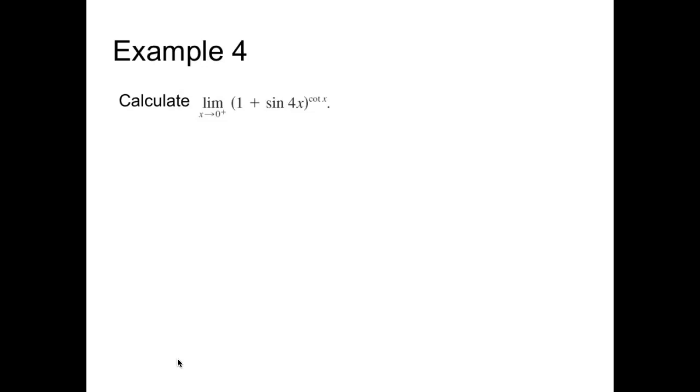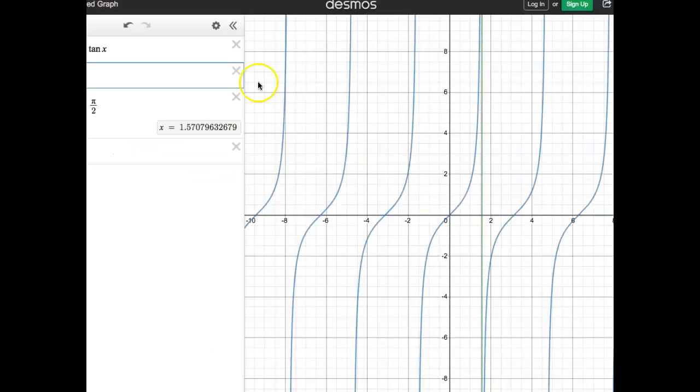So let's look at what we have here. We have 1 plus sine 4x to the cotangent x power, and we're approaching 0 from the right. If I look at my unit circle, that's 0 there, and that point is (1, 0). Remember that the y-coordinate is sine. So if I do a direct substitution, I get 1 plus 0 here. Now cotangent, as we approach 0 from the right, let's do that one graphically.